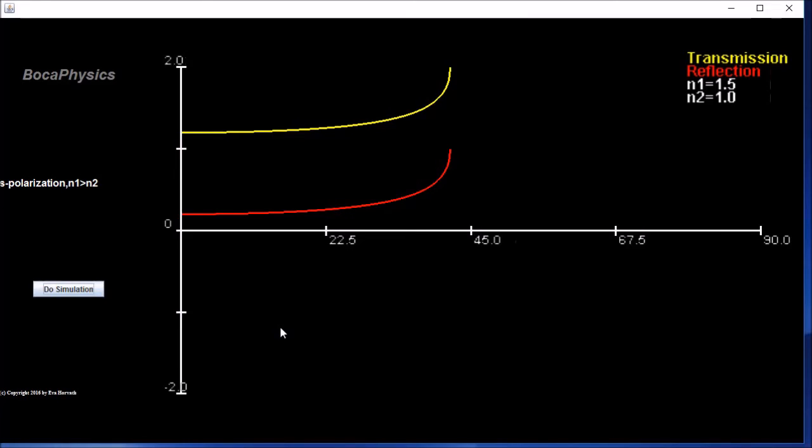This is a plot of the Fresnel coefficients for perpendicular polarization for n1 equal to 1.5 and n2 equal to 1. Yellow represents the coefficient of transmission and red represents the coefficient of reflection. Both coefficients are positive up to the critical angle. Beyond this angle, Snell's law gives complex angles. As the critical angle is approached, the coefficient of reflection approaches 1 and the coefficient of transmission approaches 2. The directions of the electric and magnetic fields can be determined as before.